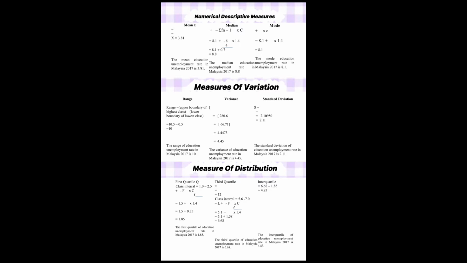To determine the measure of position, the data must be sorted from lowest to highest. The different measures of position are quartiles, deciles, and percentiles. The first quartile of the education unemployment rate in Malaysia 2017 is 1.85. The third quartile is 6.68, and the interquartile range is 4.83.